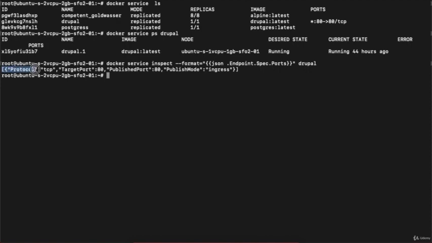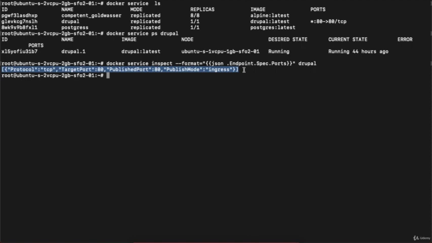See, this is the protocol TCP on which the traffic is routed from the outer world. Target port is 80, published port is 80, and published mode is ingress, right? You can see over here. So this is the way. If you want to identify on which port my service is exposed, on which port my service is available for the outer world, then you can execute this particular command to identify the port where your service is running for the outer world and where your service is running for the container itself.